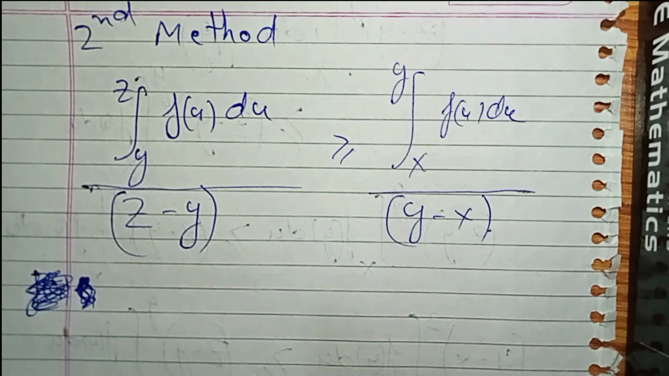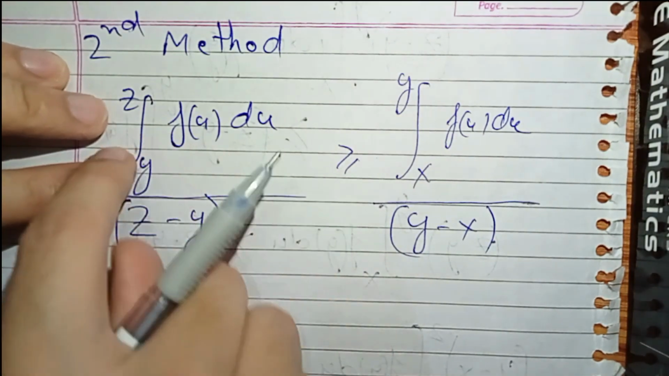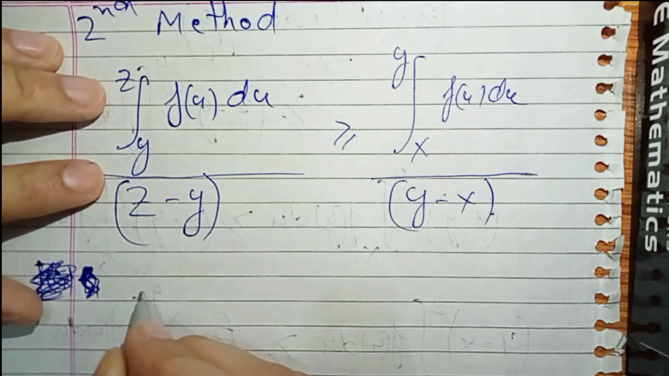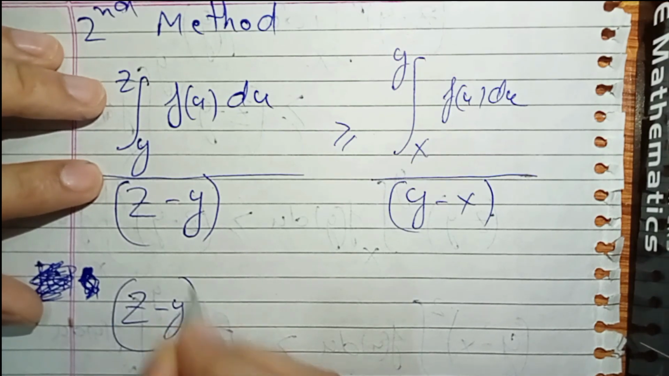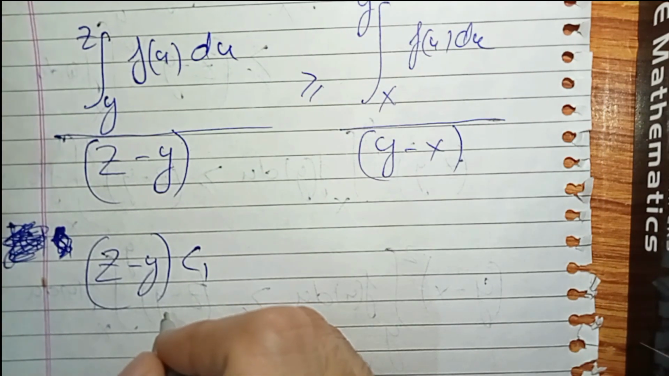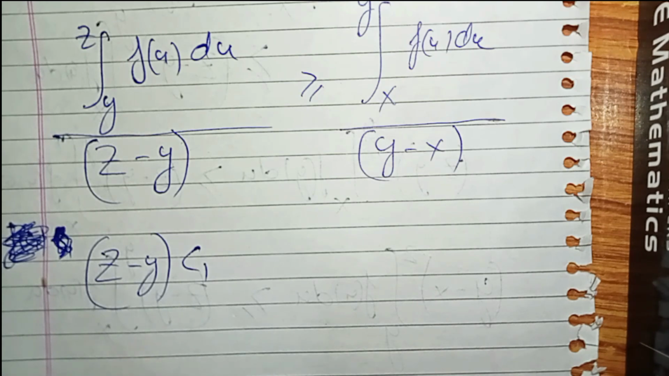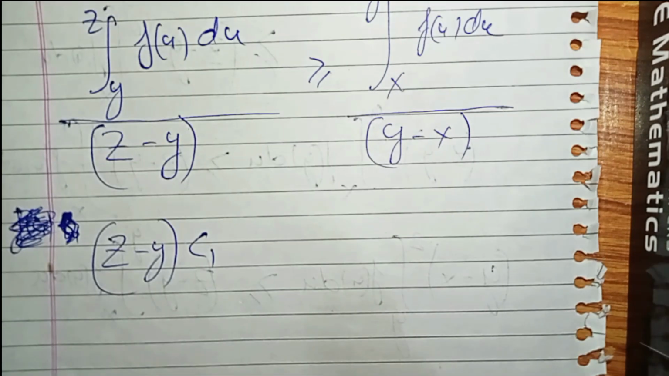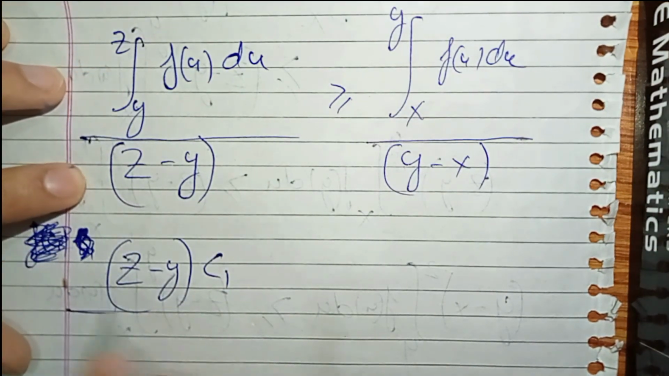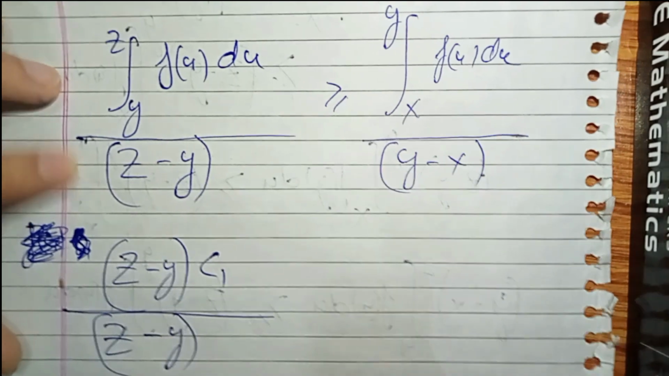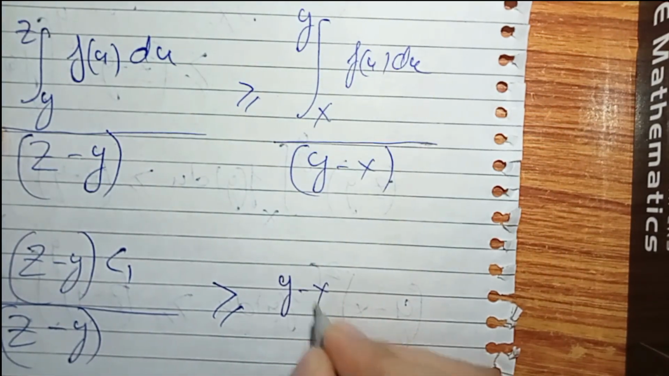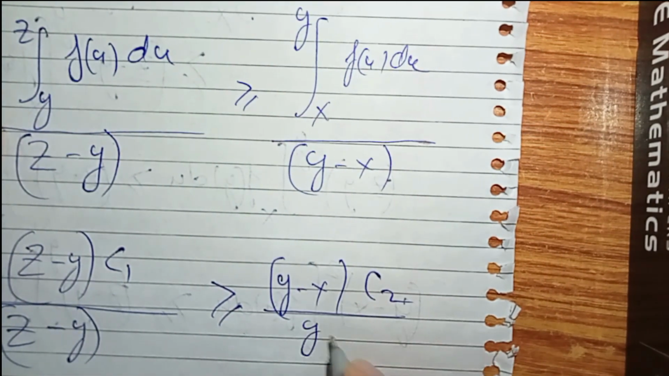Alright, so this integral right here is equal to (z minus y) and a constant c1. And what is special about c1? I'll tell you what is special about c1. I'll write it in a while. So this integral right here is equal to this, and in the denominator I already had z minus y, so I'll keep it like this. And this integral would be equal to (y minus x) c2 and y minus x right here.